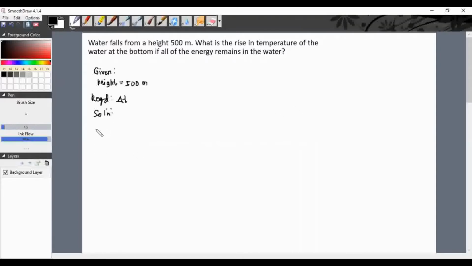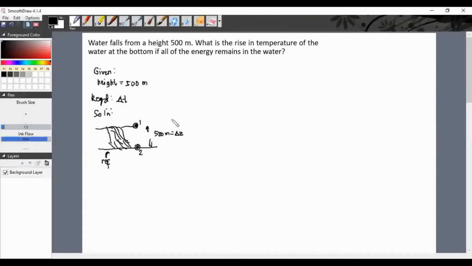So, let's say this is our falls. This is my point 1 and this is my point 2. Again, this is my reference point. And then the height of our waterfall is 500 meters. So technically, that is our delta Z.